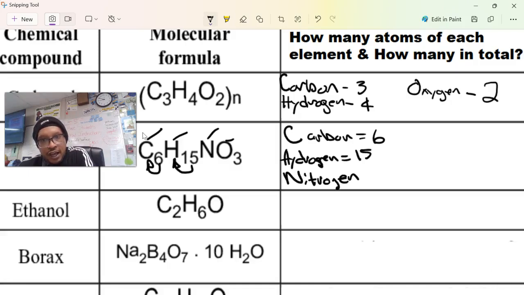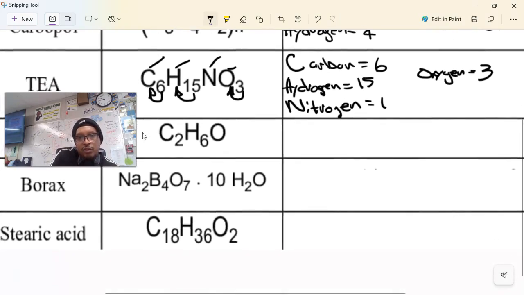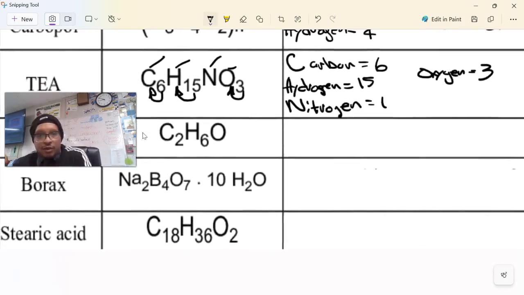There is no subscript here, so that means it's just 1. And then for the oxygen, again, it looks like we end up with, how many we got there? Boom. It looks like 3. Okay, cool. So, I'm not going to talk too much about the rest of them. Most of them are done the same way. Hopefully you got that. Let's just take a look down at this one.